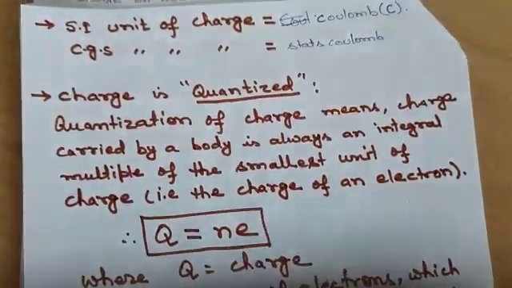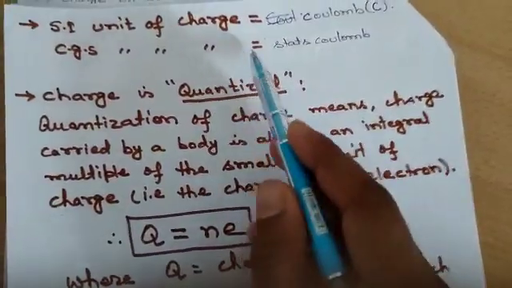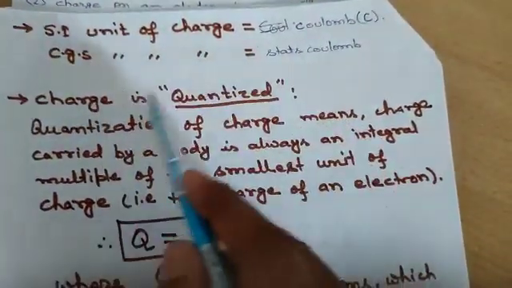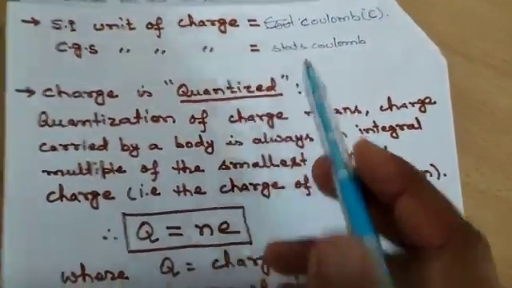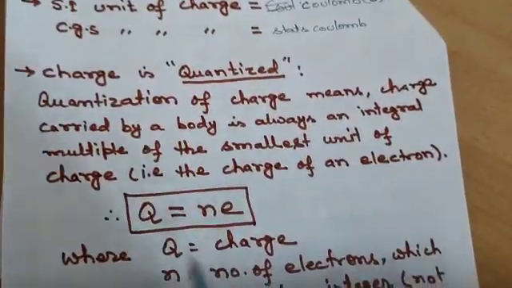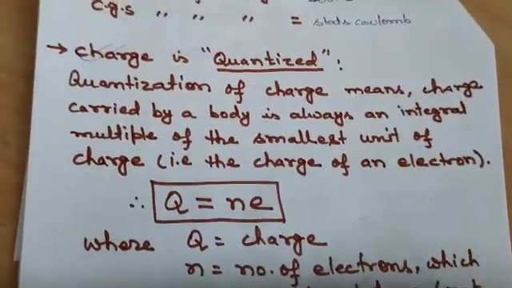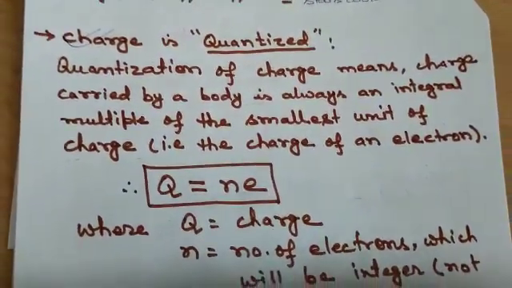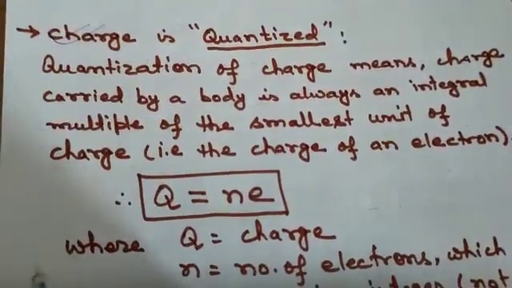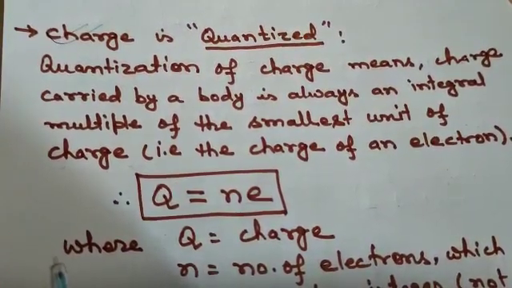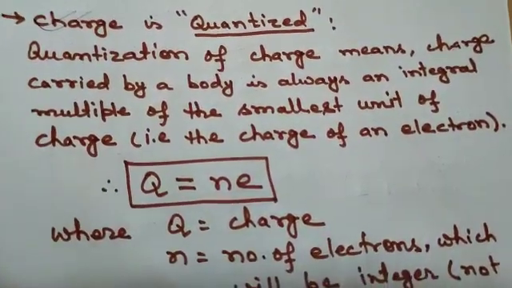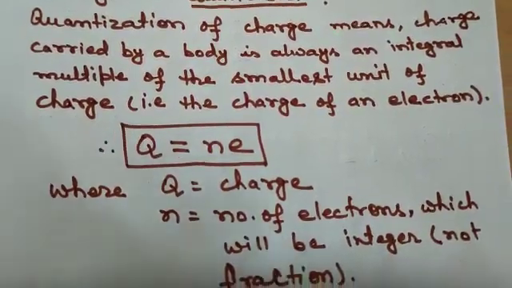Now let us talk about the unit of charge. The SI unit of charge is coulomb, while the CGS unit of charge is called stat coulomb. Here is a most important property of charge, that is, charge is quantized. It means that charge carried by a body is always an integral multiple of the smallest unit of charge, that is the charge of an electron.